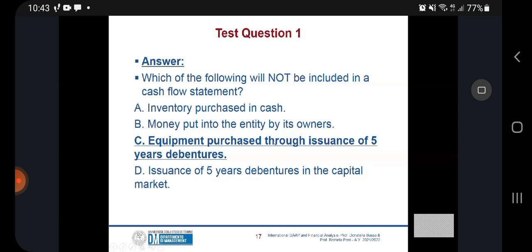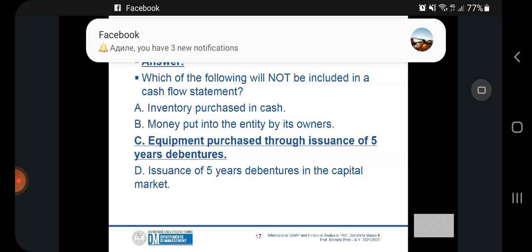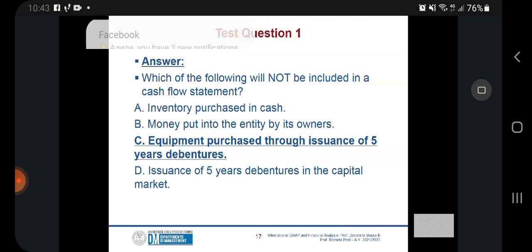Money put into the entity by its owners. Of course, if money is coming in, it will be in the statement. The last transaction, issuance of 5 years debentures. You know what debentures are? Bonds. Bonds and debentures are the same thing, they are synonyms.